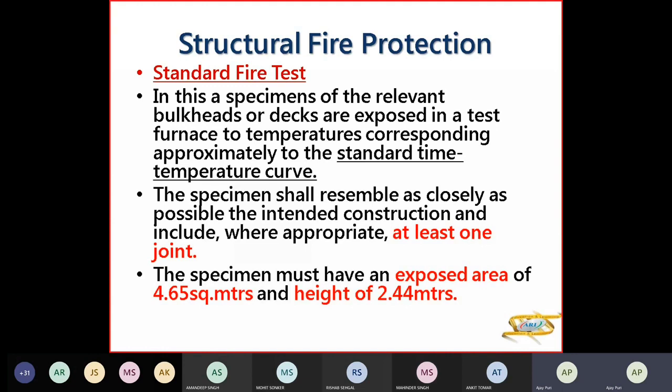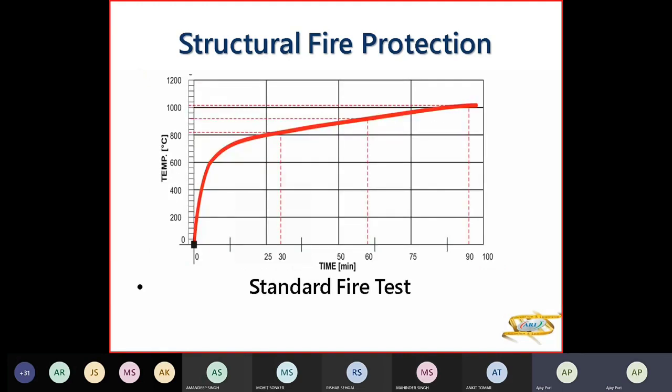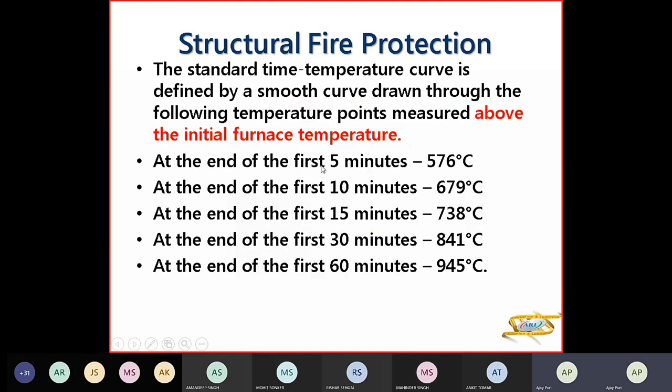Now we come to the standard fire test. Standard fire test basically is a test of your bulkheads and part of deck, so that you can conclude what is your A type bulkhead, B type bulkhead, and C type bulkhead. So in a standard fire test, you're exposing the part of section of your bulkhead and deck, including a joint, in a furnace, where your various ordinates of furnace are plotted in the graph to form a standard time temperature curve. So let me start from here and then we'll come back.